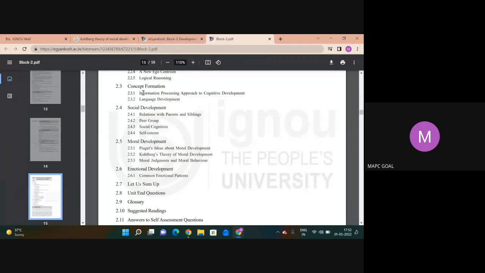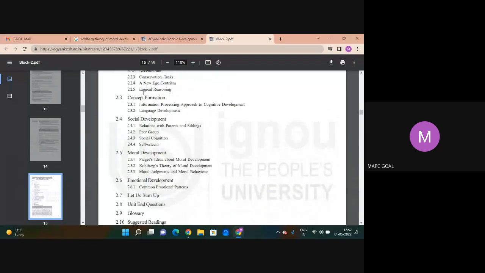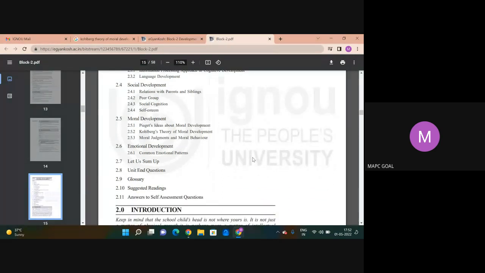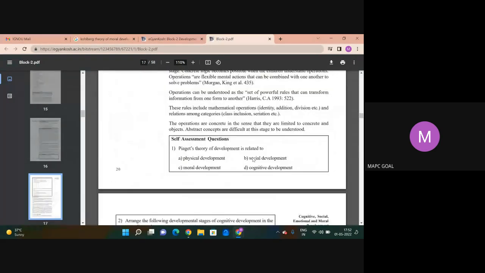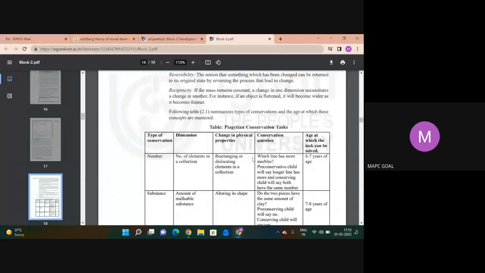Piaget's theory, that is cognitive development, and moral development, we are already done. We'll see these two theories, and then we can move on to some other theories also in the next unit. So I hope that is clear.